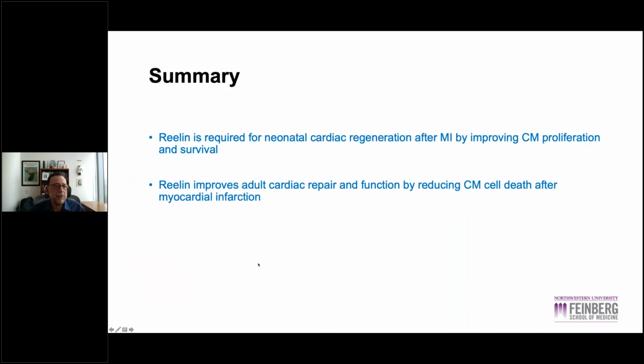So in summary, I think what we demonstrated is that renin is required for neonatal cardiac regeneration after MI by improving cardiomyocyte proliferation and survival, and also improves cardiac repair and function by reducing cardiomyocyte cell death after MI. Everybody trying to improve cardiac function after MI is trying to use stem cells or improve proliferation. One thing we think this also proves is that reducing cardiomyocyte cell death is also a very important aspect to consider.